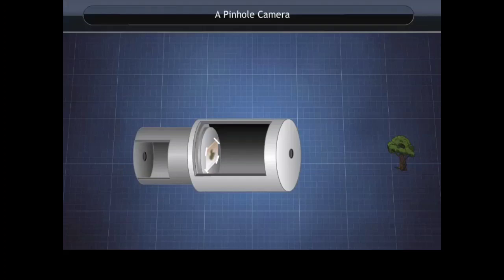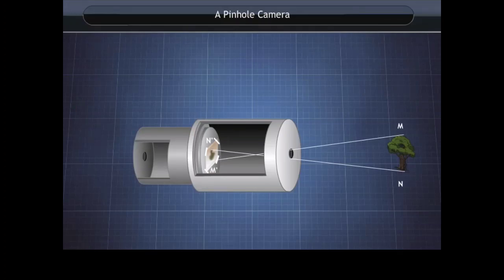Let's look at this diagram. The tree is MN. M is the topmost point and N is the bottommost point. The light rays coming from the bottom of the tree, that is N, pass through the small hole and strike the screen at the top of the axis, N. Can you see that? And the light rays coming from the top of the tree, that is M, strike at the bottom of the axis, that is M.